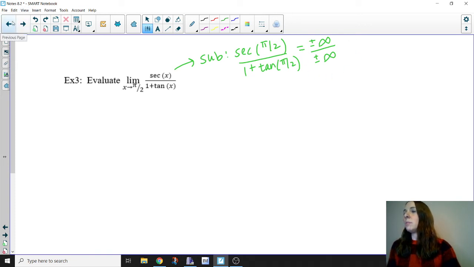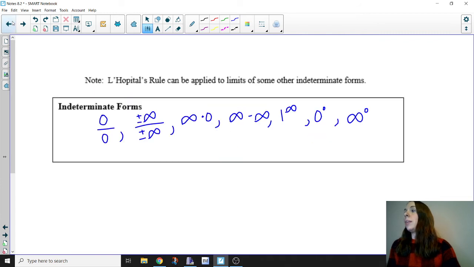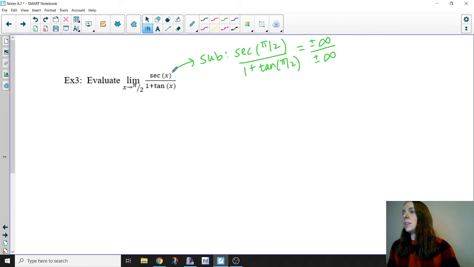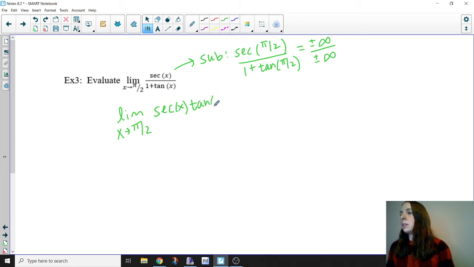And that was really just basically to show that I have one of those indeterminate forms that we listed up here where I can use L'Hopital's rule. So that's the exciting part of all of this. To figure out this limit, we can just take the derivative of the numerator. The derivative of secant of x is secant of x tangent of x over the derivative of the denominator. The derivative of 1 is 0. The derivative of tangent of x is secant squared of x.